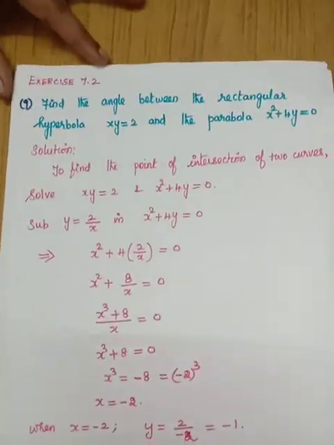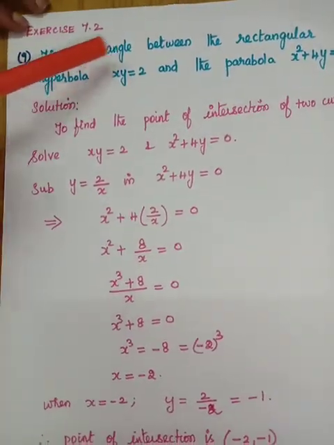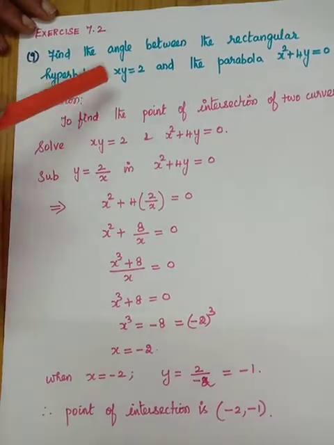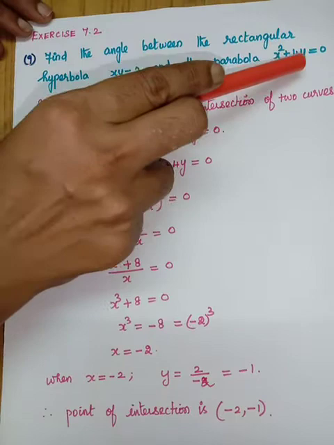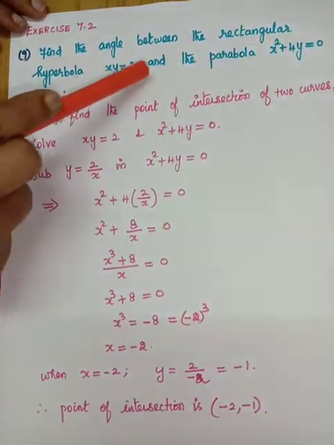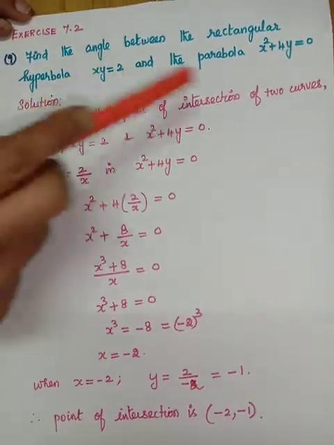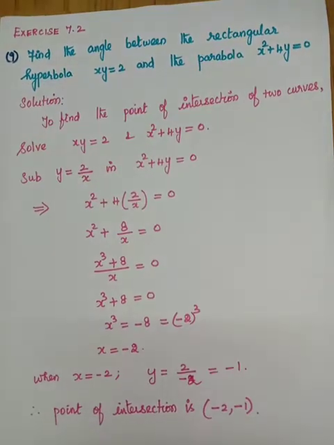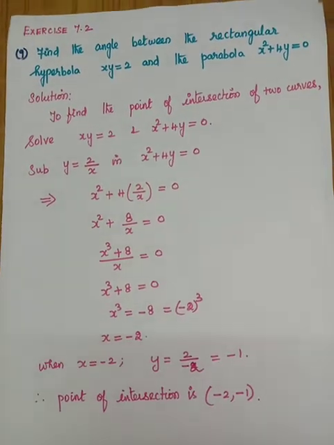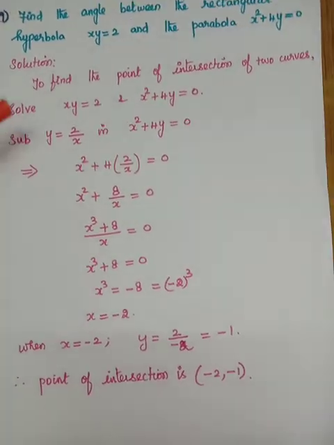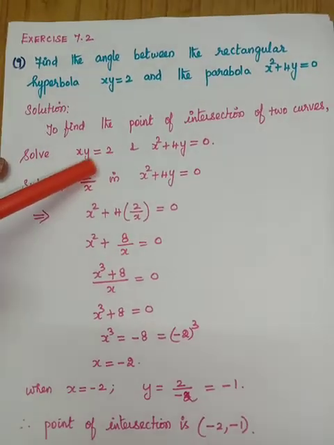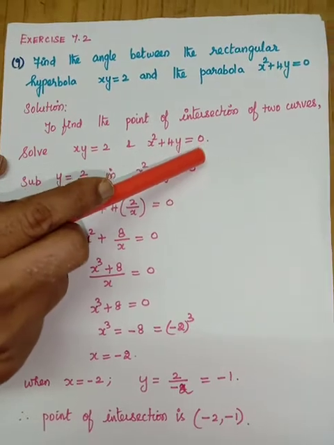Exercise 7.2, the problem number 9. Find the angle between the rectangular hyperbola xy is equal to 2 and the parabola x squared plus 4y is equal to 0. So it's a rectangular hyperbola, and this is the parabola. So we are going to find the angle between these two. So first you have to find the point of intersection of the two curves. You consider xy is equal to 2 and x squared plus 4y is equal to 0.